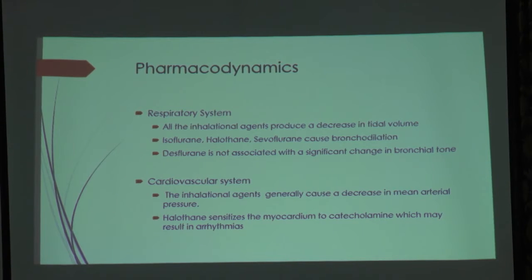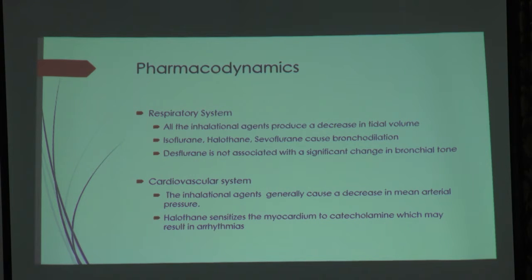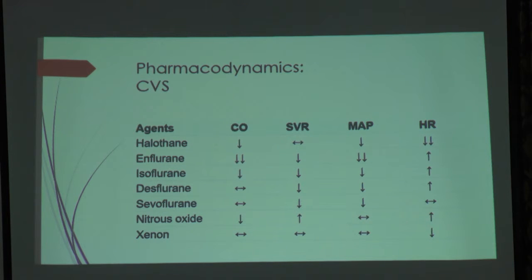Then on the cardiovascular system, ideally we don't want any cardiovascular depression, but you'll find that they all cause a decrease in mean arterial pressure. And then halothane, I'll emphasize this because you'll find that there's halothane in most hospitals in Ghana. Halothane will sensitize the myocardium to catecholamines, which results in arrhythmias. So halothane is arrhythmogenic. So if a patient has increased catecholamines, maybe has pheochromocytoma, or even if a surgeon is going to use adrenaline for infiltration, if you are using halothane, you need to put it off because it will predispose the patient to arrhythmias, okay?